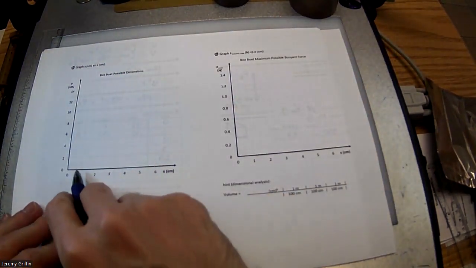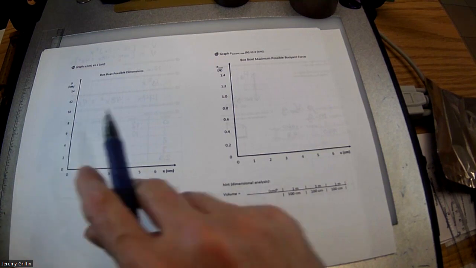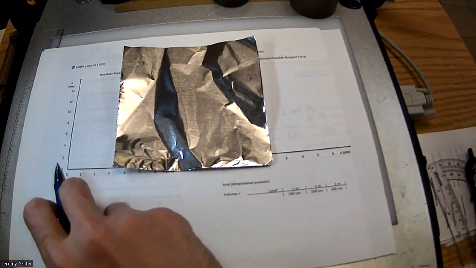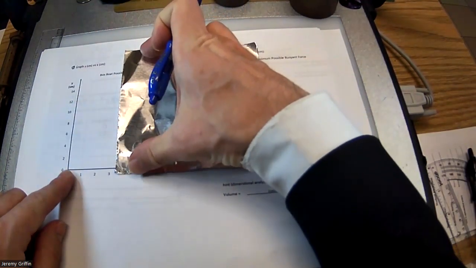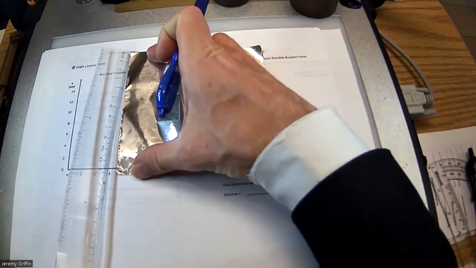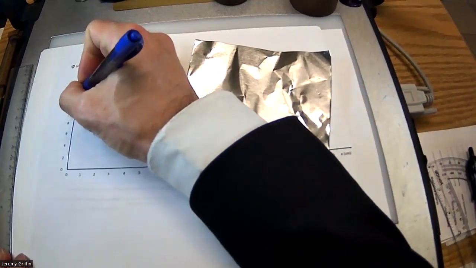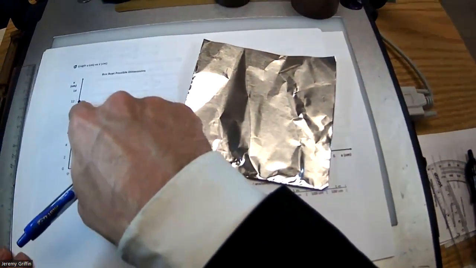So for example, if x is 0, does that mean you don't fold it at all? You're just back to the flat sheet if x is 0. What is y equal to? 12. It's a full 12 centimeters. This is 12 centimeters. That's that point right there. Right?